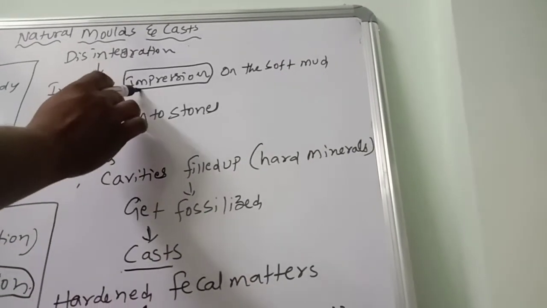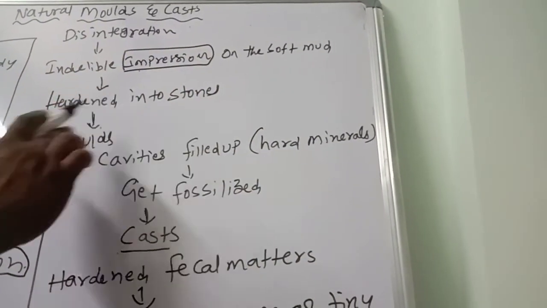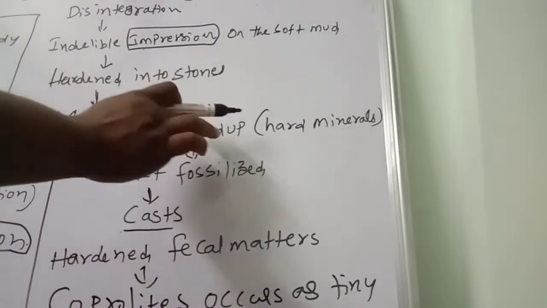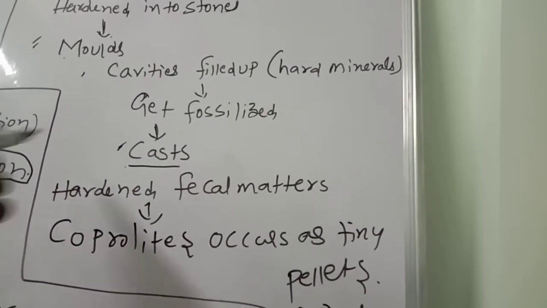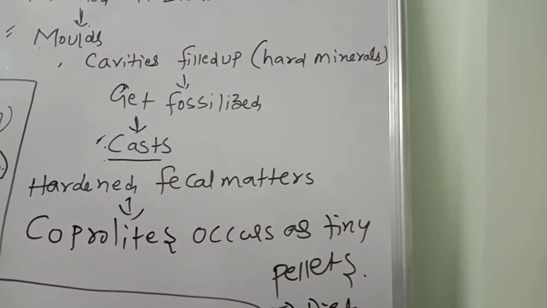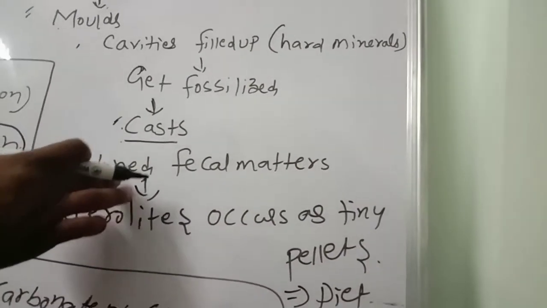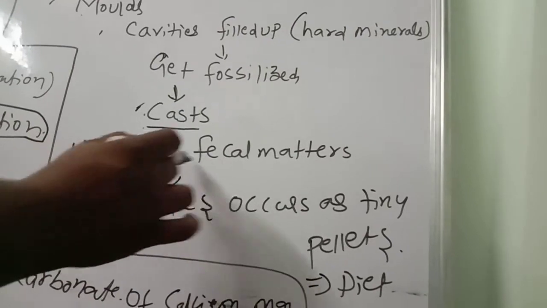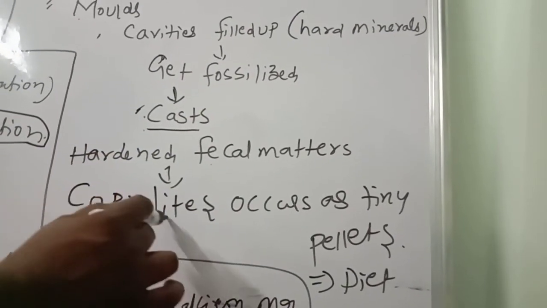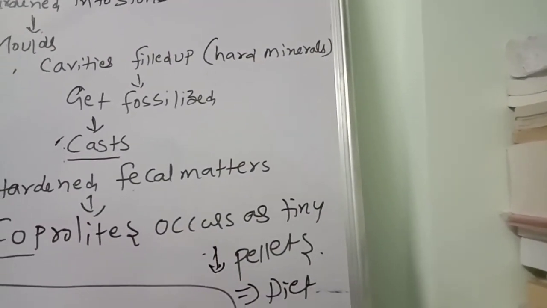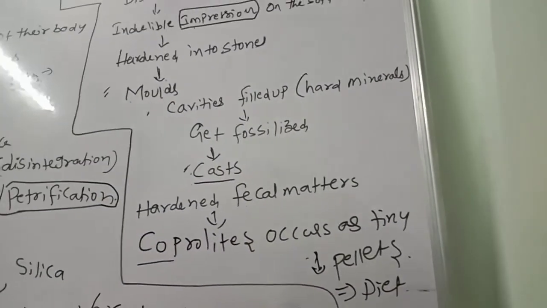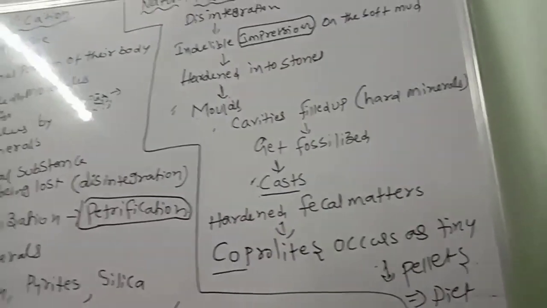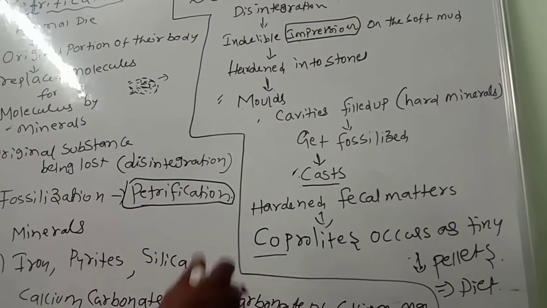Molds and casts: the impression in the soft mud hardened into stone is a mold. When the mold cavities are filled up with hard minerals and fossilized, they are called casts. These casts and molds are also helpful to study evolution. Hardened fecal materials are called coprolites, occurring as tiny pellets. They show the diet of ancestor animals, whether herbivores or carnivores.